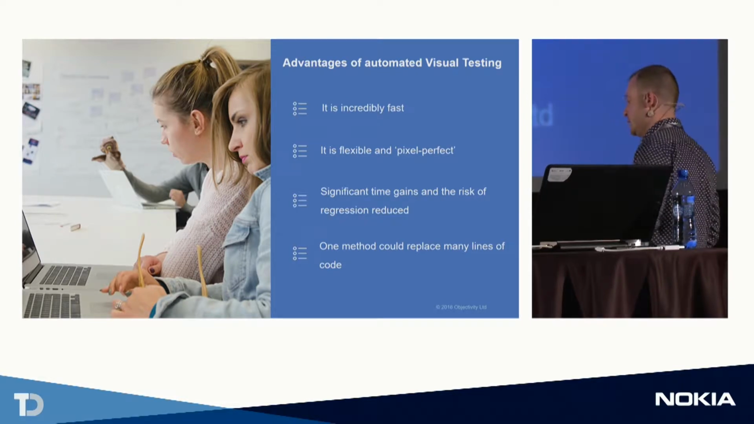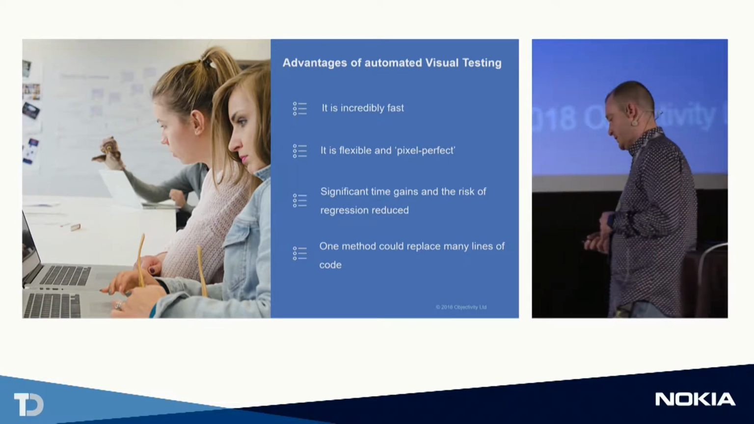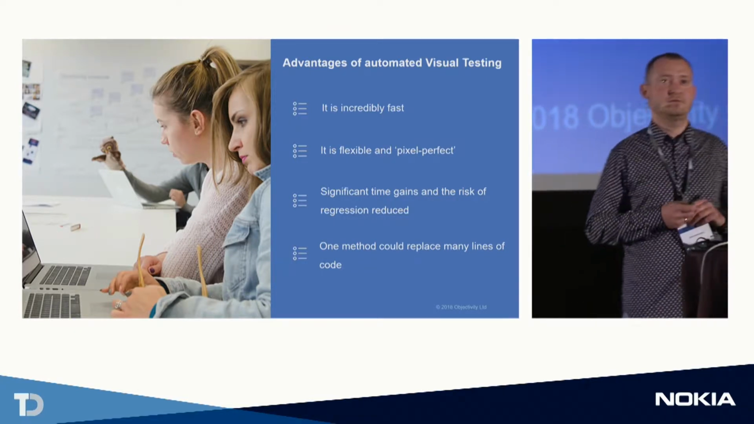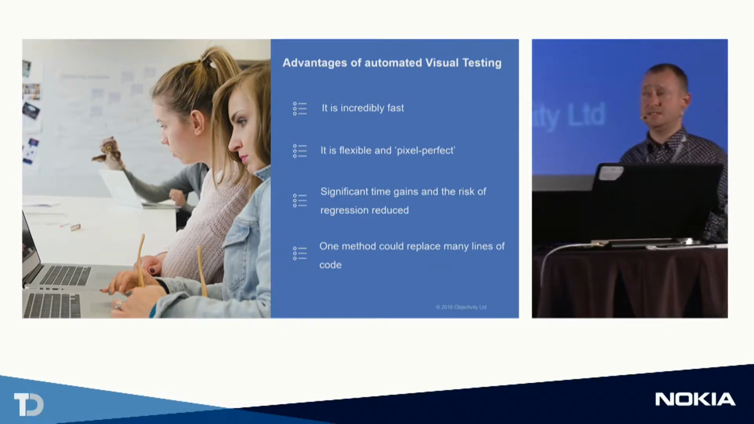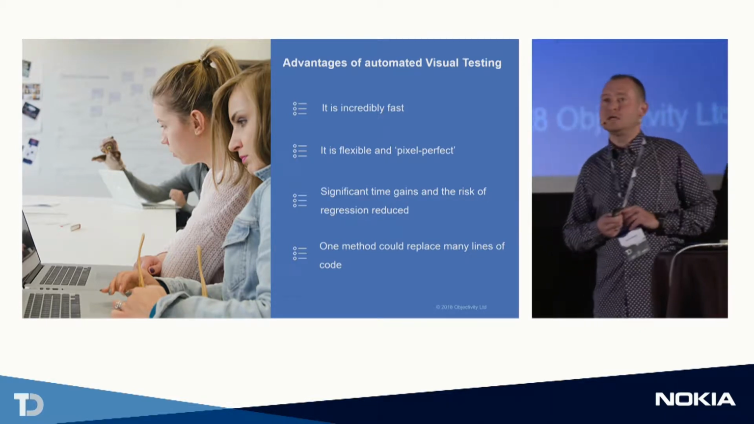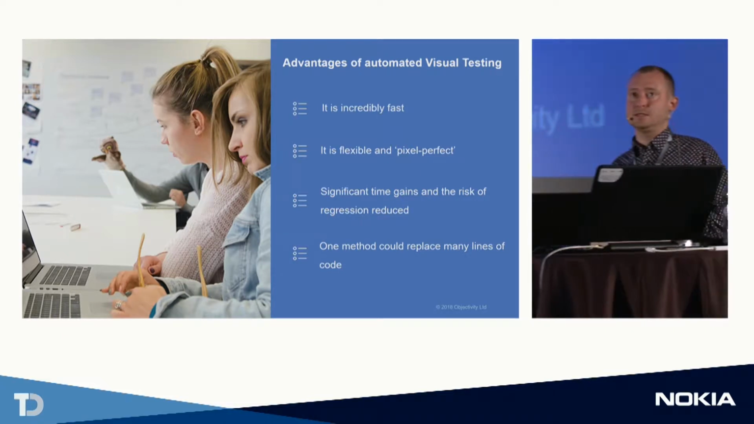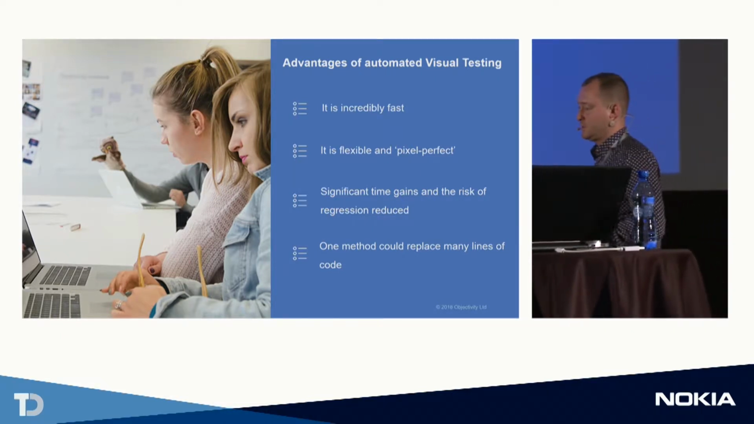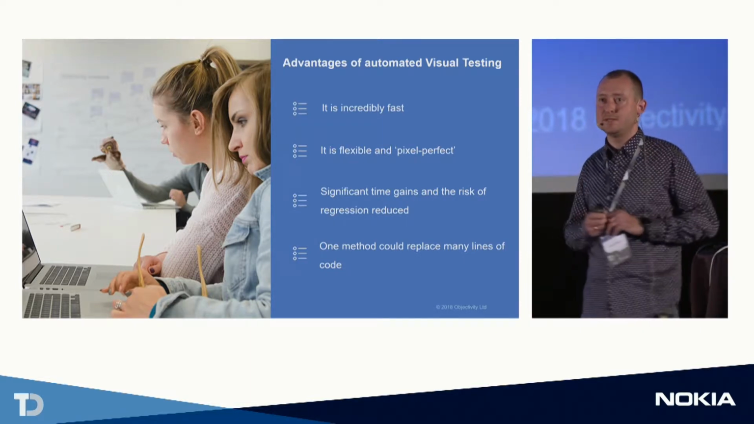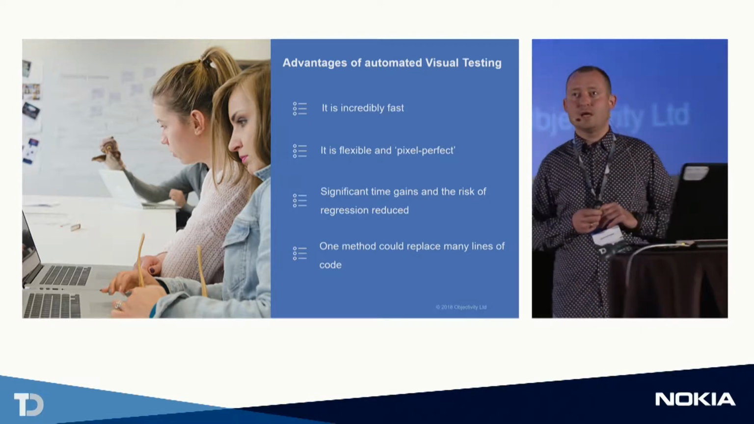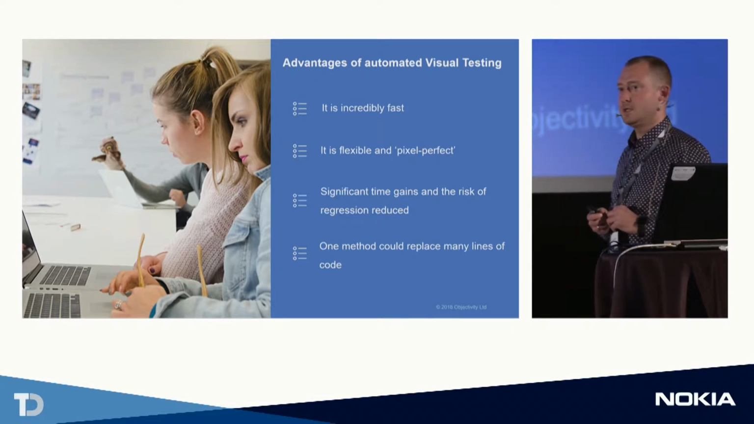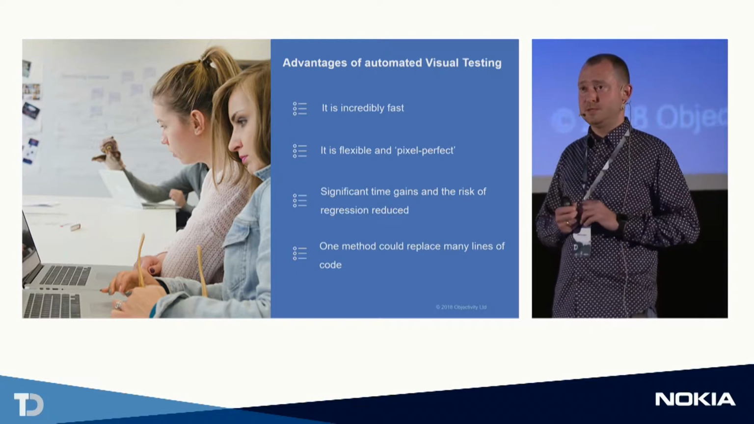So if we have automated visual testing, there is a small risk during the regression time that something happened on our application. And the last sentence here, that one method could replace many lines of code. The meaning of this line is that Applitools Eyes, using just one method, can take a screenshot and check what is presented on the page, instead of preparing a lot of lines of code in Selenium WebDriver just to check what exactly is on the page and what is presented to the user.